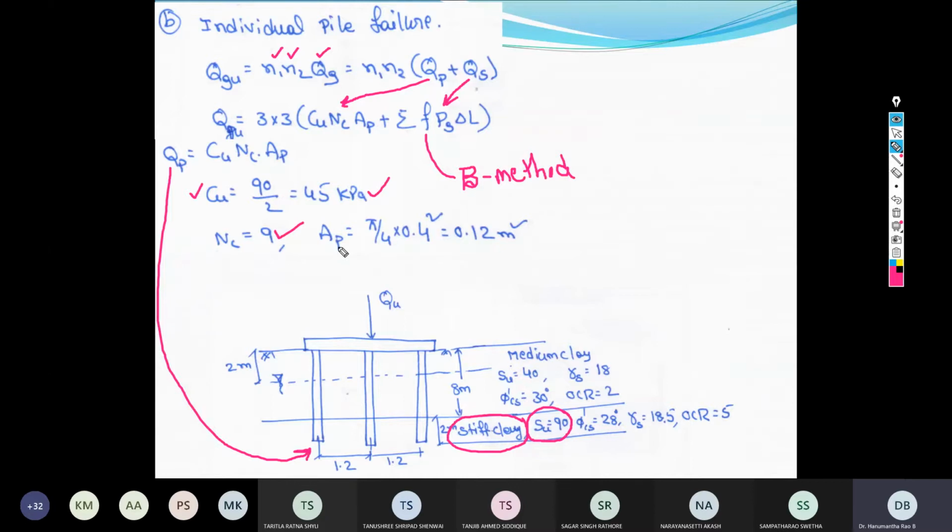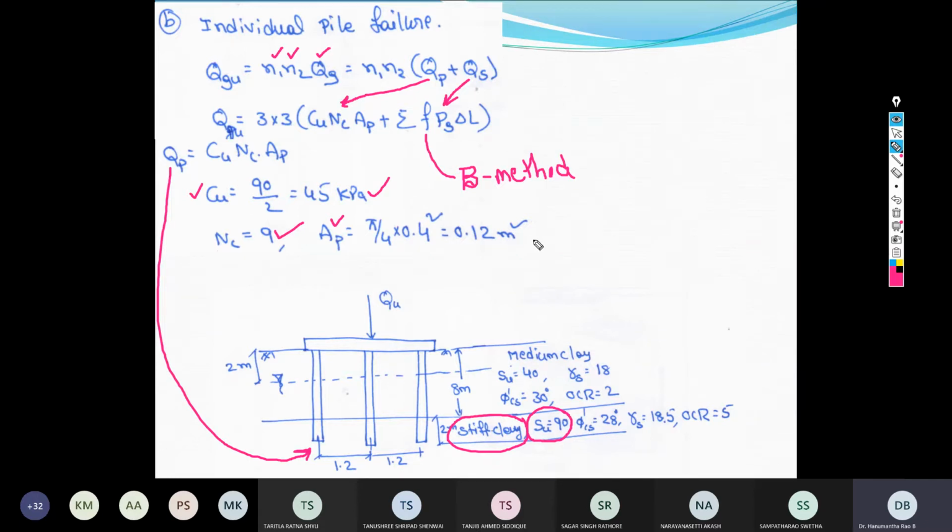Then AP is the cross-sectional area of the individual pile. This is a circular section, so the area is pi by 4 into d square. The diameter of the pile is 0.4 meter. So it comes out to be 0.12 square meter. Up to this point you don't have any problem.